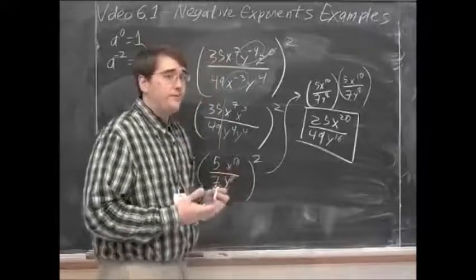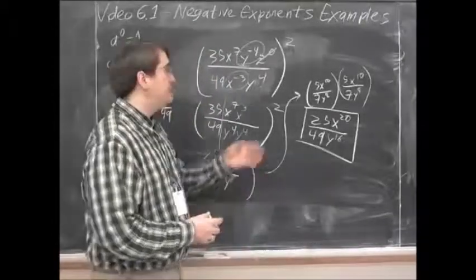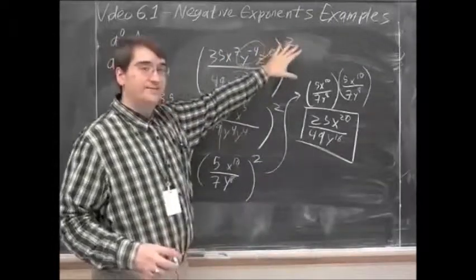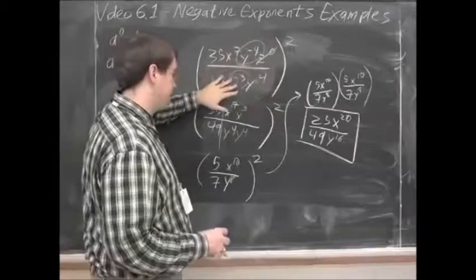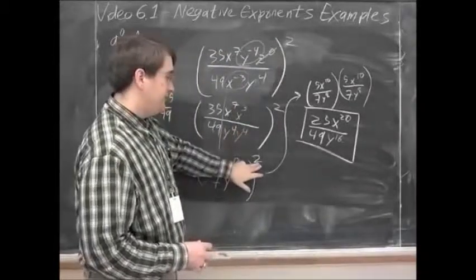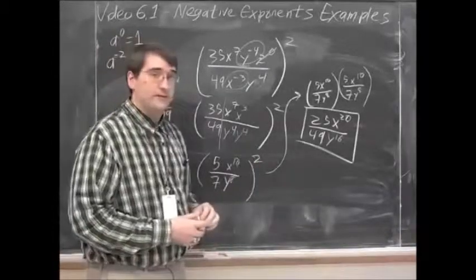So hopefully this process here is helpful to you. Again, take care of the negative exponents first, the big negative exponent, and then the individual negative exponents. Simplify what's inside the parentheses. Then, only after you've simplified that expression, take care of the outside exponent.